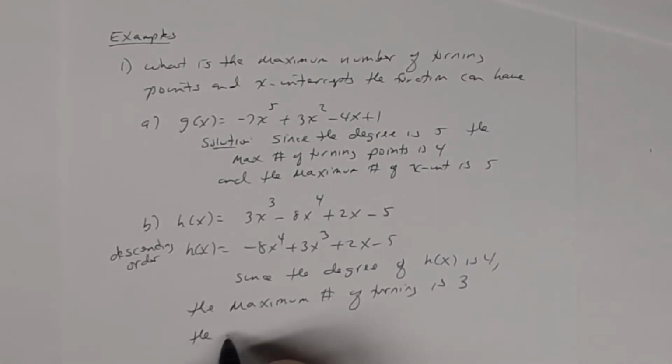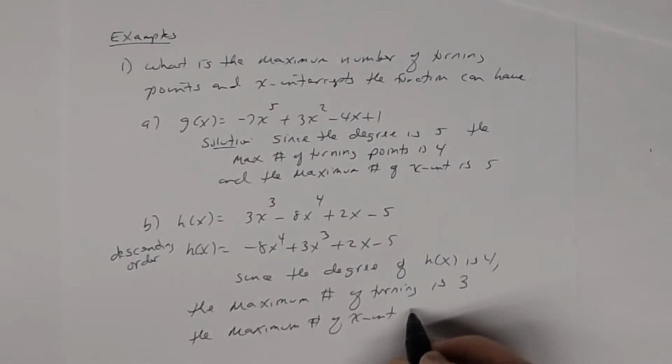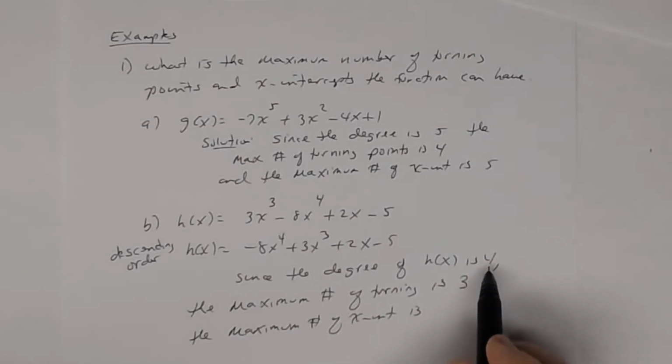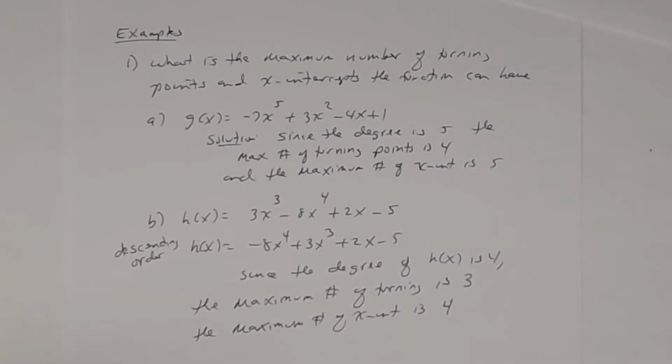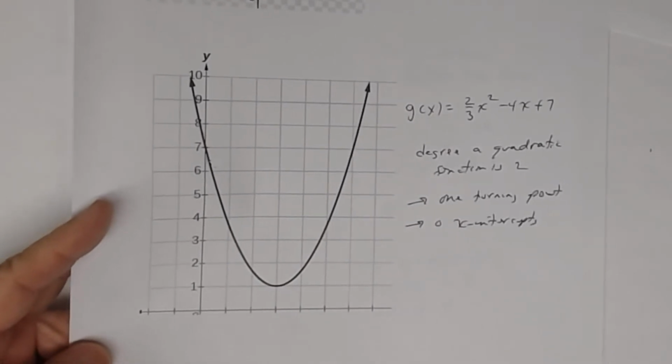The maximum number of x-intercepts, since the degree is 4, the maximum number is equal to the degree. So the maximum number of x-intercepts is 4. So that's the maximum. So you can have 4, 3, 2, 1, or 0. You can have 0 x-intercepts. We saw that here. So remember, let me go ahead and quickly find it. So remember, this doesn't have any, right? So you can have 0 x-intercepts. Okay.